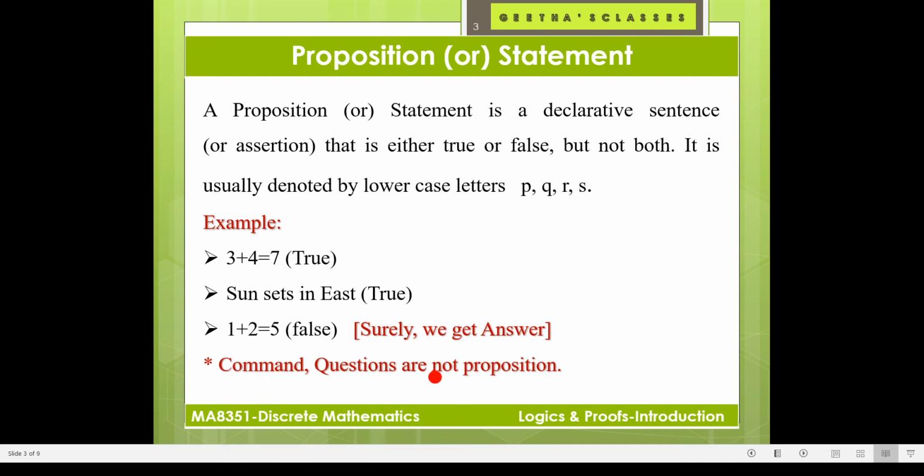Commands, orders, and questions are not propositions. Questions are not propositions. Only a statement which is given, which is either true or false, is a proposition.